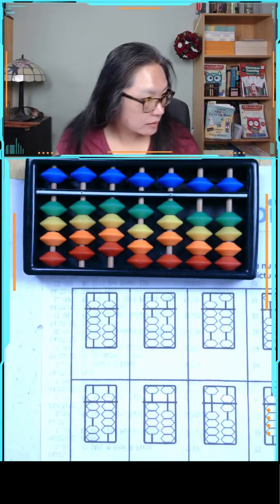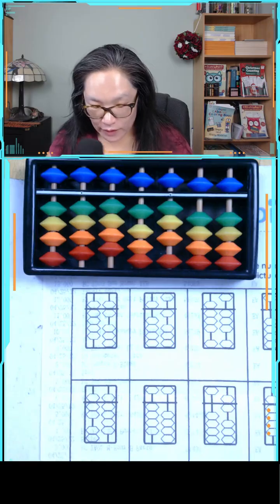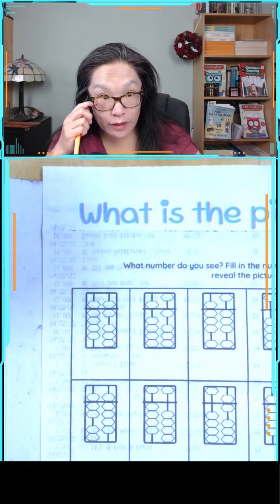So, gotta figure this out. I don't know what this looks like. We're trying to figure out a picture.